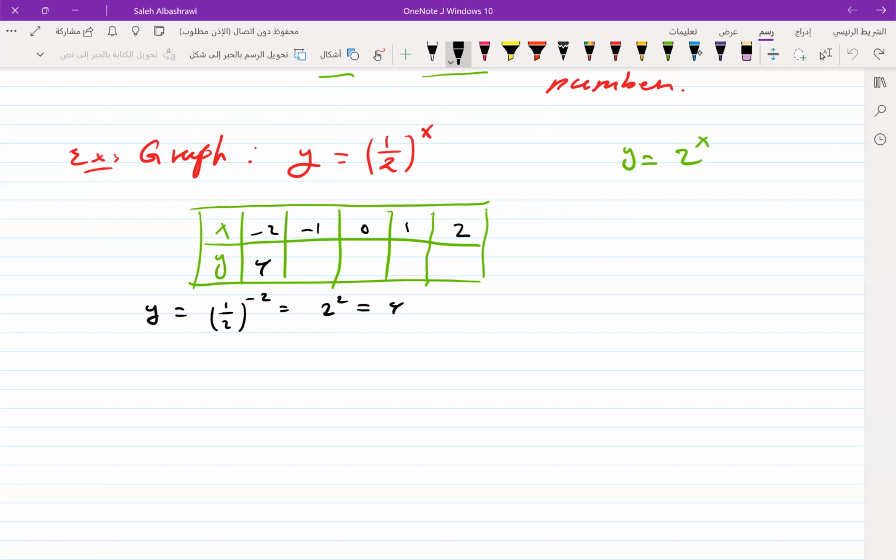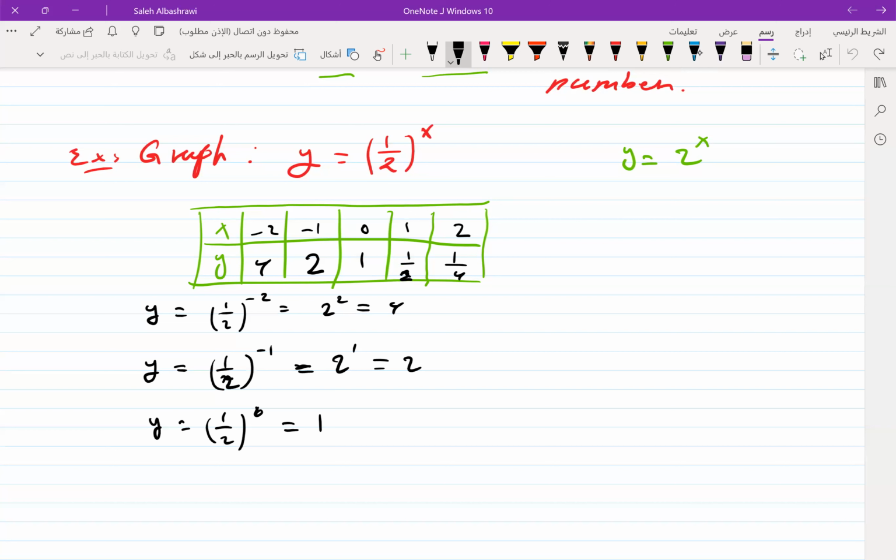Now for the second one, if x equal to -1, this is 1/2 to power -1, which is equal to 2 to power 1. This is 2. So the second point is -1 and 2. Third one, y equal to 1/2 to power 0, and this is equal to 1. Fourth point would be 1/2 to power 1, which is 1/2, and last one will be 1/4. When x equal to 2, y will be 1/4.